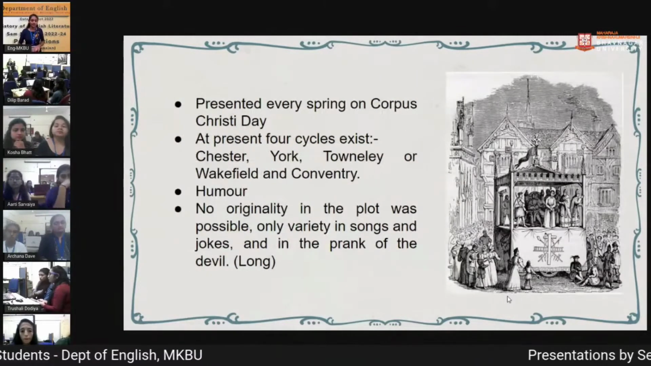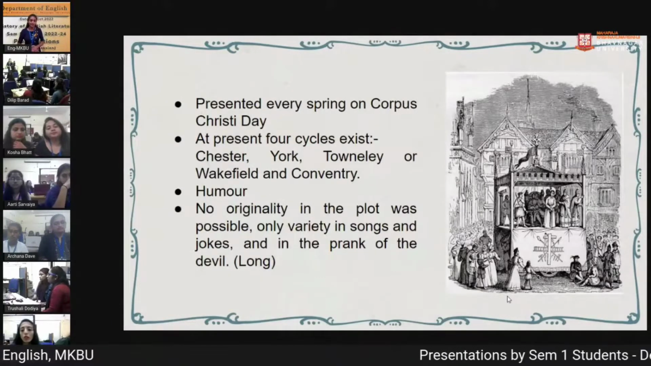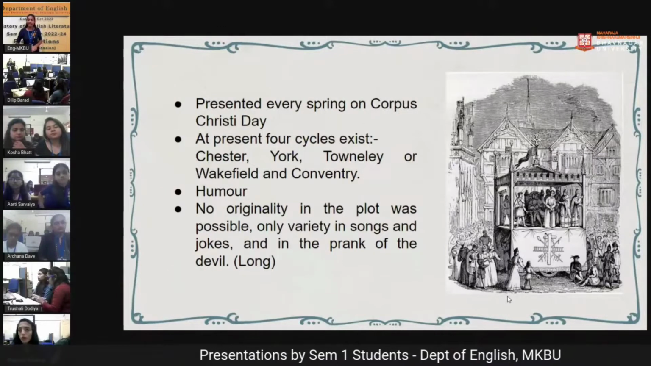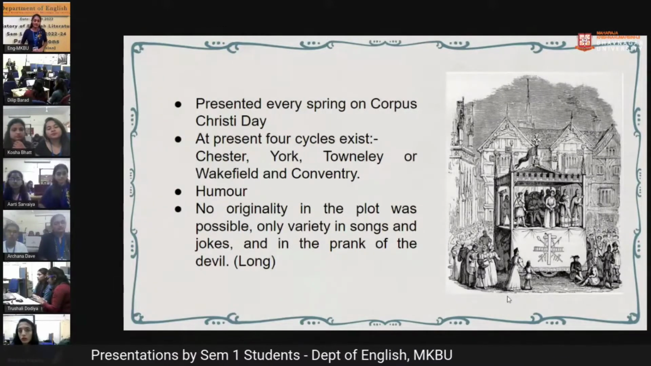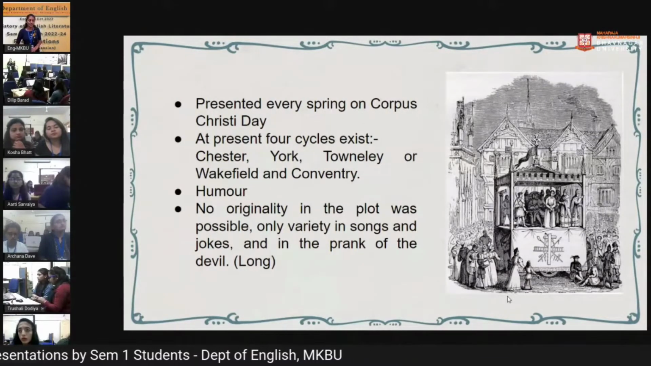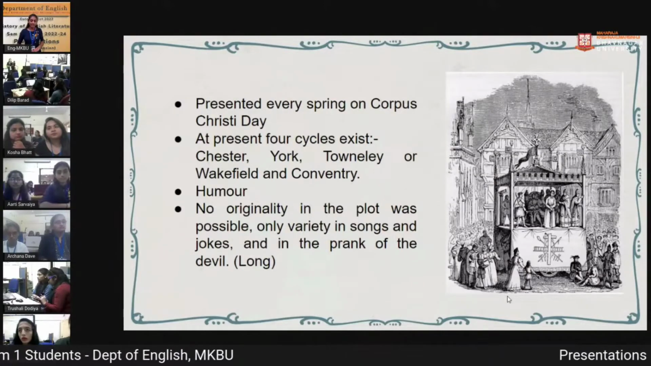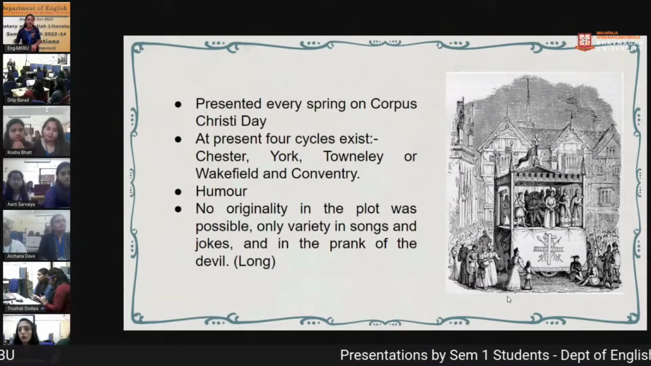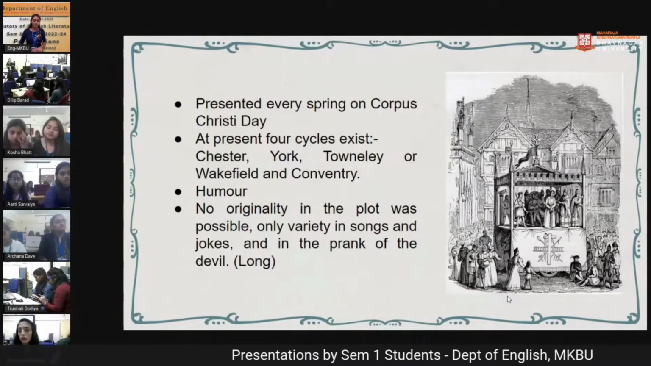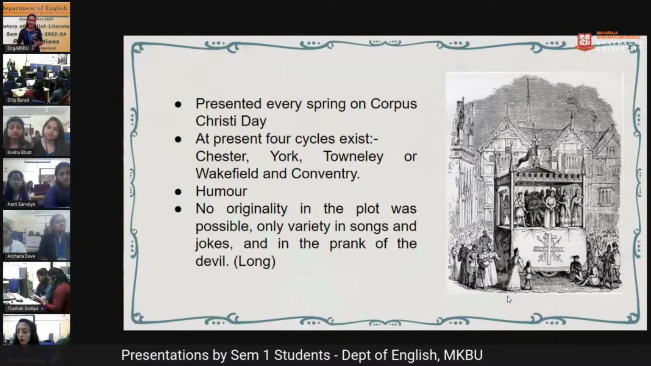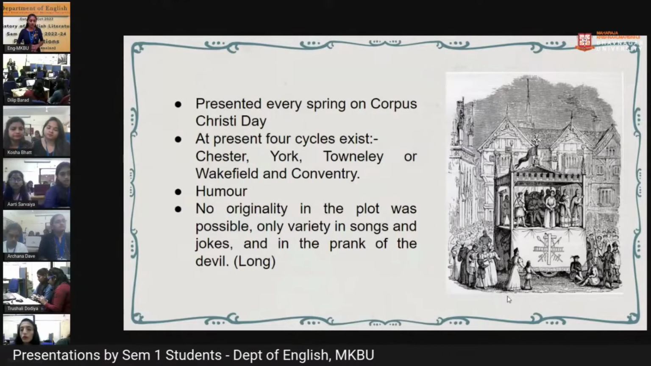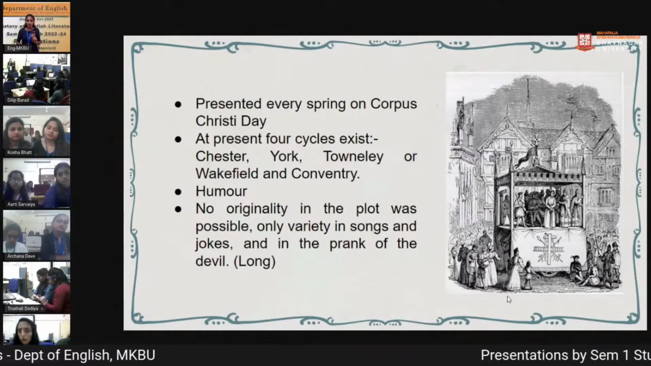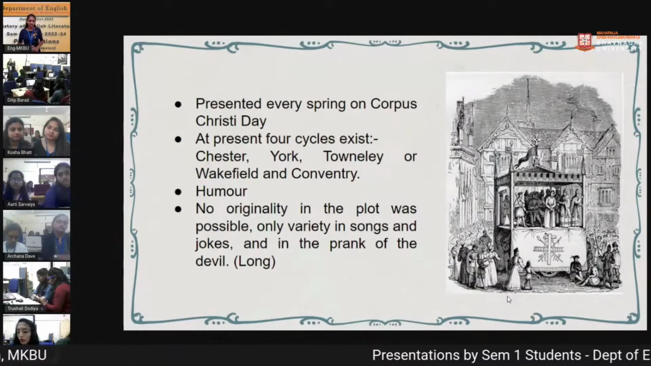This mystery play was presented every spring on Corpus Christi Day, and at present four cycles of mystery plays exist: Chester, York, Townley, which is known by another name, Wakefield, and then fourth, Coventry. Nowadays, the York cycle is much more important than the other three. There is a kind of touch of humor which was not there in miracle plays.